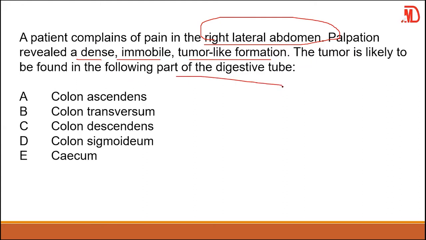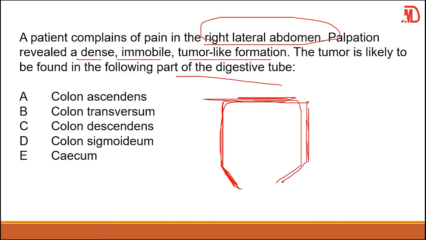So, guys, which part of the colon is found on that side of your abdomen? Ascending colon. Over here you can be thinking about your cecum and the appendix. But over here, which is more of your right lateral side, this is the ascending colon. Then this is the transverse colon, then the descending colon, then the sigmoid, then the rectum. All right, so the ascending colon, 100% correct.